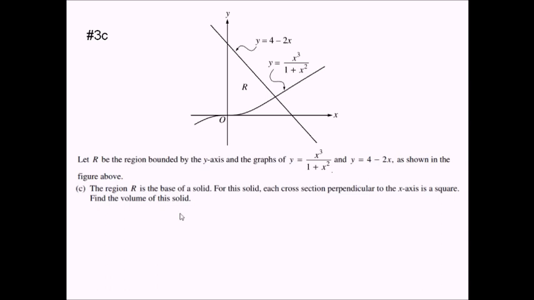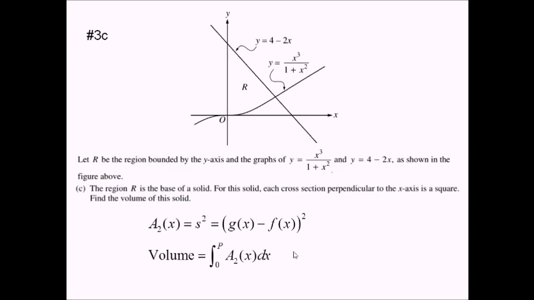But for the cross-section area, since these are squares, let me start with a sub 2 of x equals s squared. And again, I already had a different area formula in part B, so I'm naming this a little bit differently so that it doesn't get confused with that one. Now for s, the side of the square, since these squares are going perpendicular to the x-axis here, I just basically need top minus bottom. So that's going to be g of x minus f of x that I'm squaring here. And let me go back to the calculator to do that one. But before I do that, my general setup, my volume, integral from 0 to p of a sub 2 of x dx. All right, let's do this.